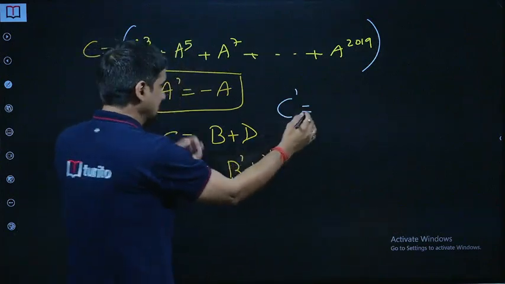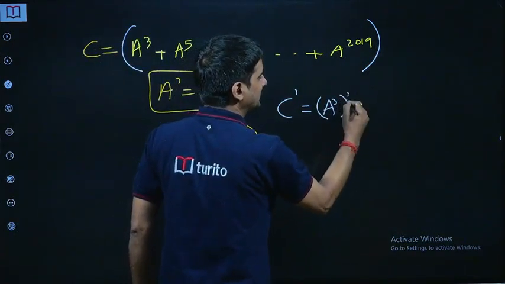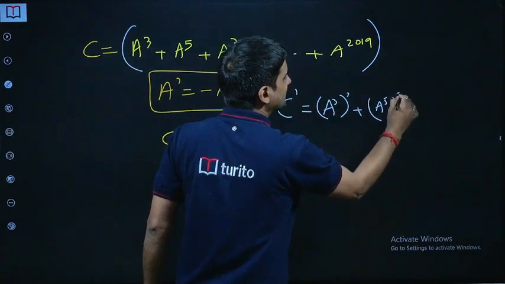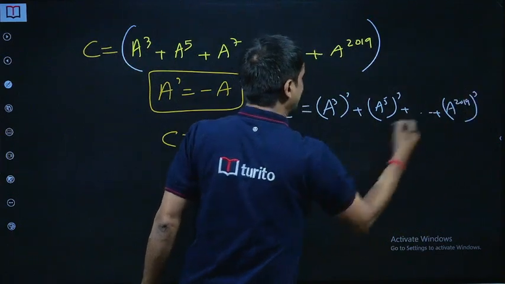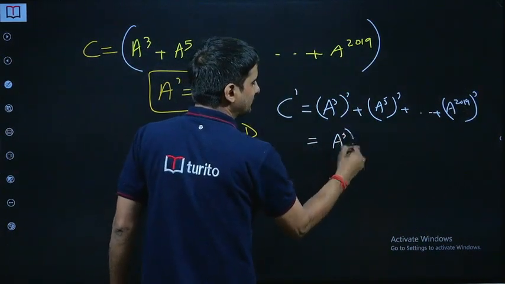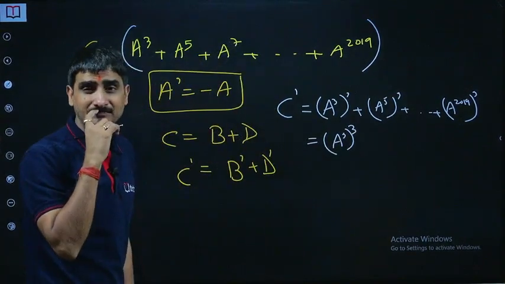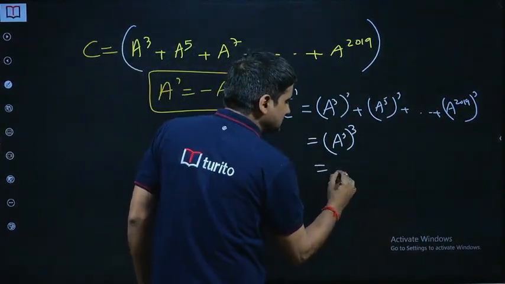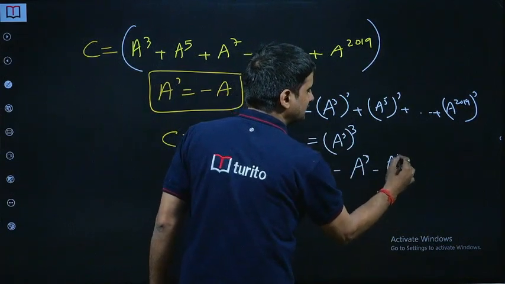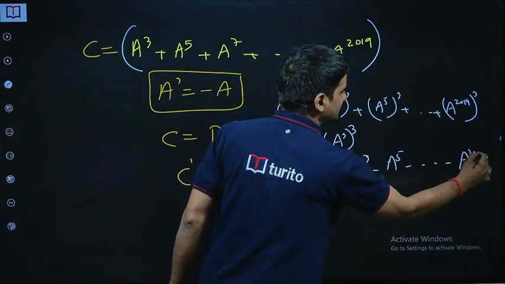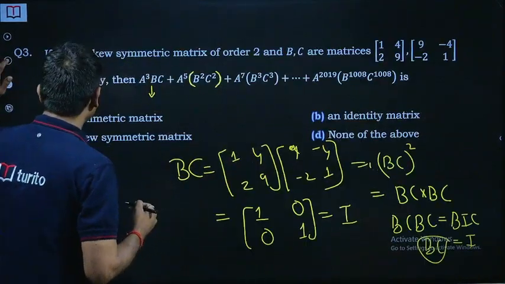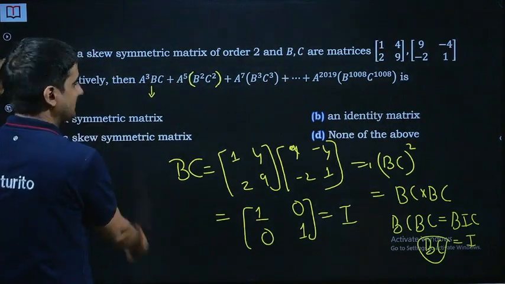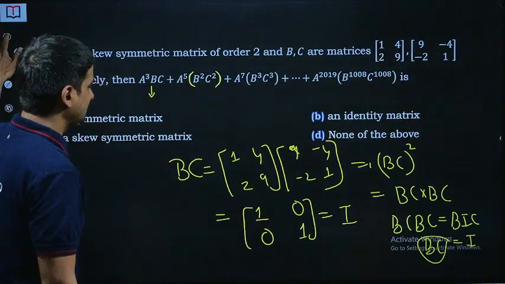So what will you get here? You write A cube transpose plus A raised to the power 5 transpose, and see, transpose as an operation gets distributed over the product also, so it's A transpose cube, which is minus A whole cube minus, so that means what? You'll get minus A cube minus A raised to the power 5. I think all of you would have understood, bachcho. So this is nothing but minus A, so that means this matrix is a skew symmetric matrix here. So that should be the answer. I think all of you got it.